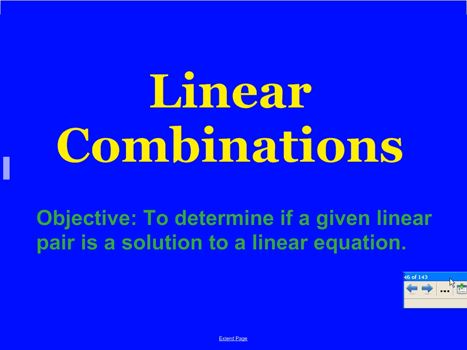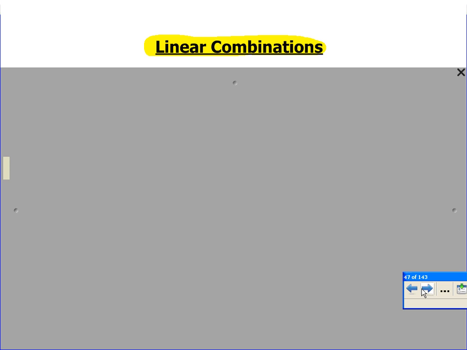Linear combinations, page 16. Okay, so we found ordered pair solutions in the last section, which you guys thought was really easy. Another word for those ordered pairs is linear combinations. It's just relabeling what we already know. So we are determining if a given ordered pair is a solution to an equation. If it is, it's called a linear combination.